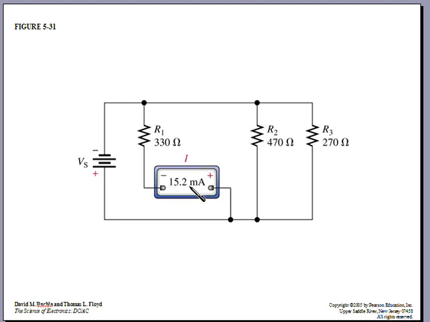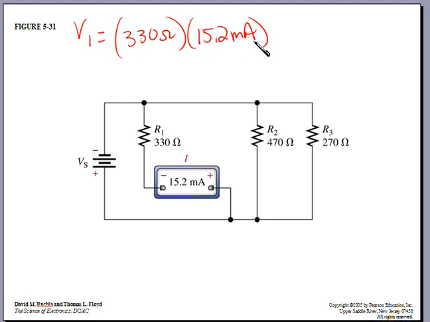Here's a problem that gives the branch current and asks for the total voltage. So again, I'm going to start with Ohm's law. Voltage equals current times resistance. I know current and I know resistance, so I can find voltage 1. Voltage 1 is going to be the 330 ohm resistor times the 15.2 milliamps, which gives me approximately 5 volts, or 5.016 volts.